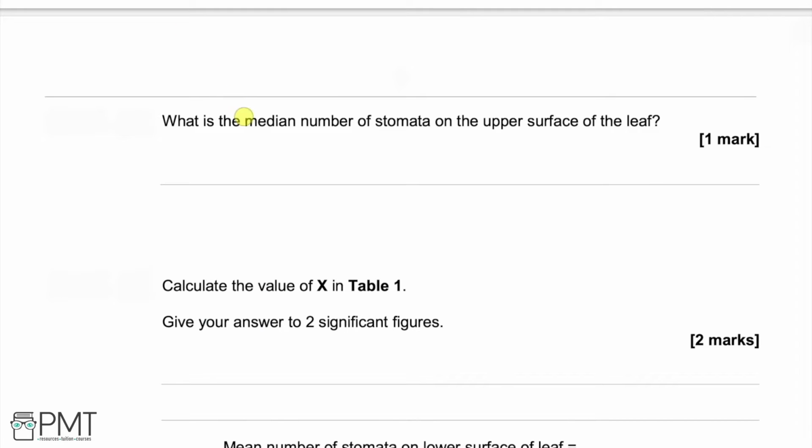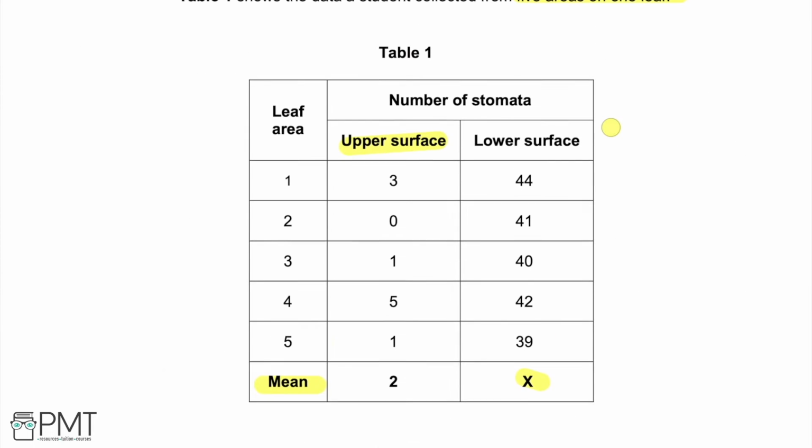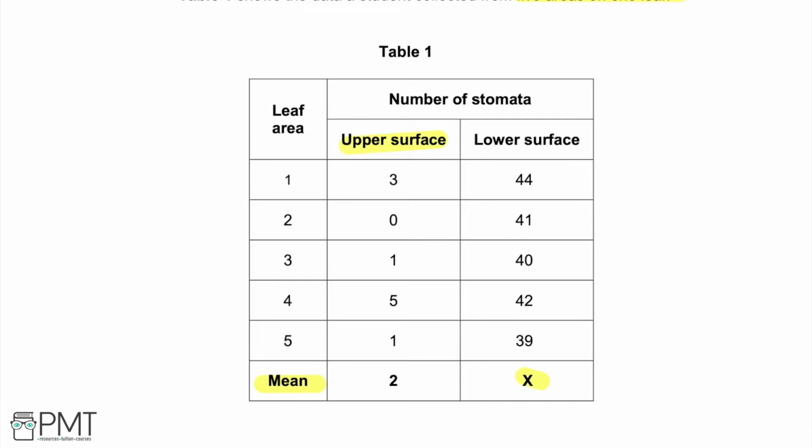Right, the next part of the question asks us what is the median number of stomata on the upper surface of the leaf. So let's have a look back to the previous table. And we're looking for the upper surface of the leaf. So to find the median, we need to write out the data in numerical order from smallest to largest. So let's do that here.